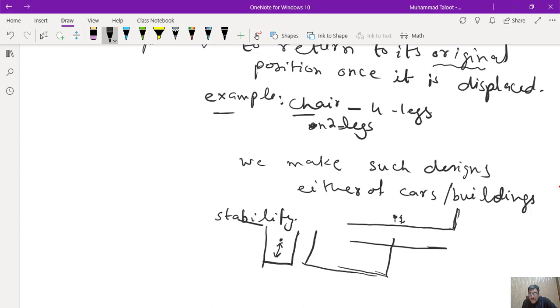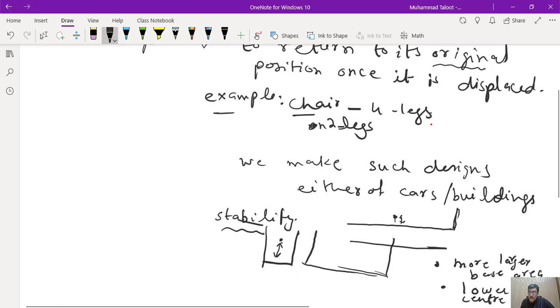So to enhance the stability, we keep two points in mind. One is a larger base area. Second, lower the center of gravity or mass. So this is all about stability.